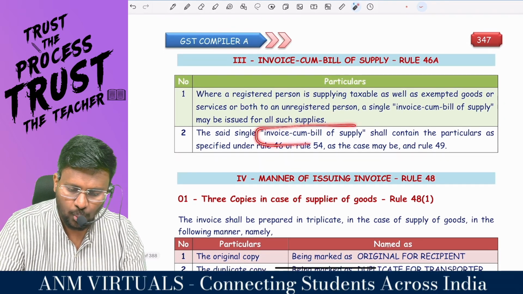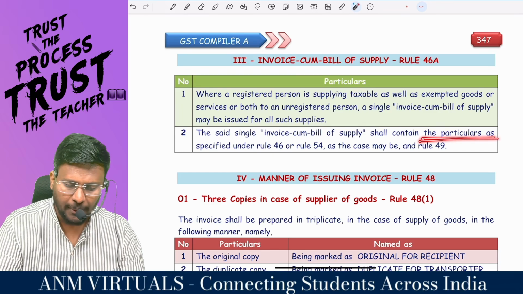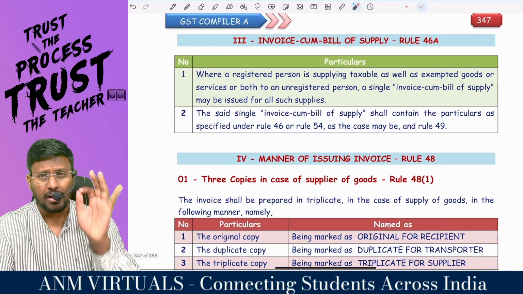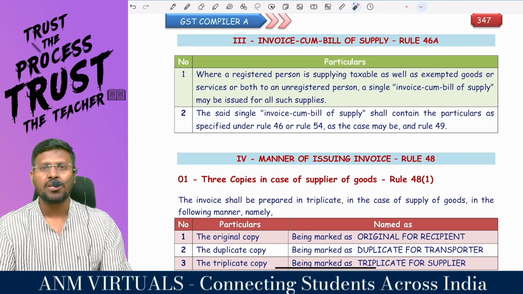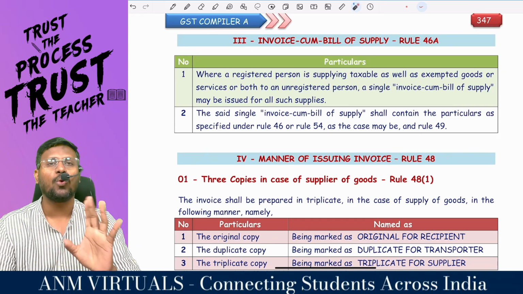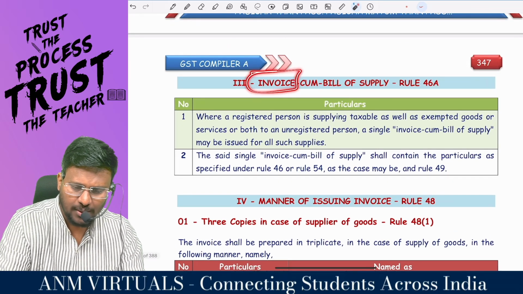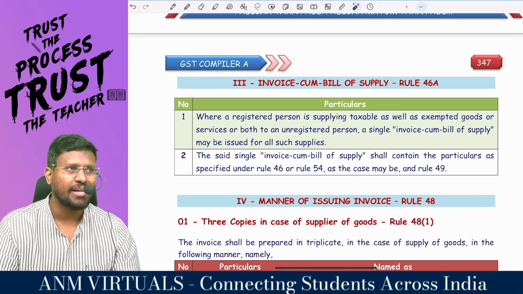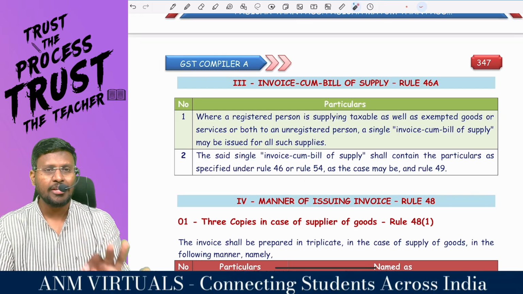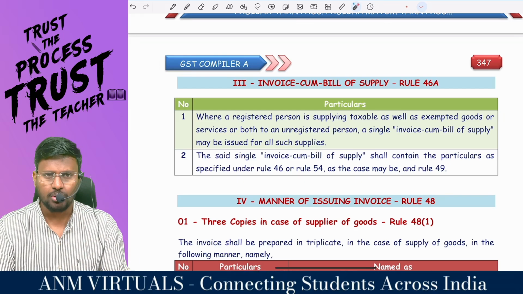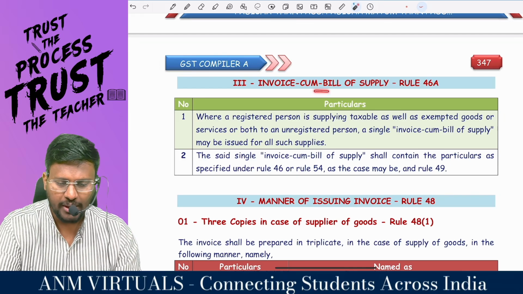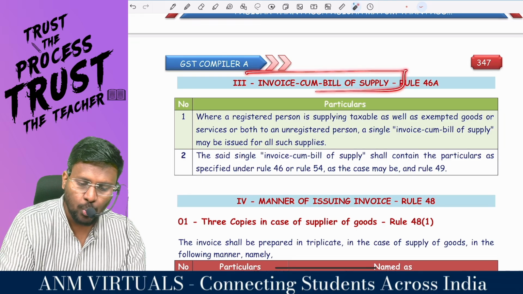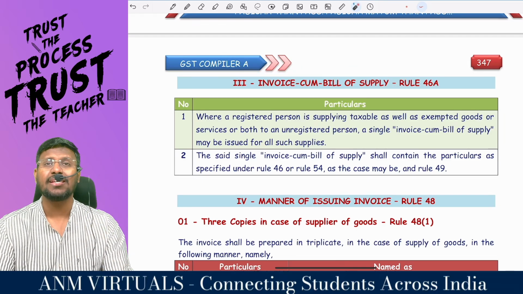The said single invoice cum bill of supply shall contain the particulars as specified in Rule 46 or Rule 54 as the case may be, and Rule number 49. That means whatever we have studied, the contents of the tax invoice should also be there in the invoice cum bill of supply. So this is a combination of tax invoice plus bill of supply. Generally, if you are supplying taxable goods or services or both, then only you are supposed to raise the tax invoice. When you are dealing with exempted goods or services or both, or if you are a composition dealer, you are supposed to raise the bill of supply. So in a single invoice, if you are dealing with both taxable and exempted, you can issue invoice cum bill of supply. This may be a 2-mark question in examination.